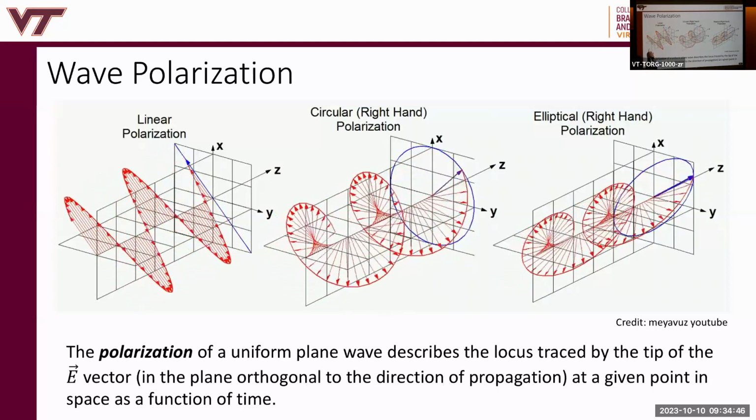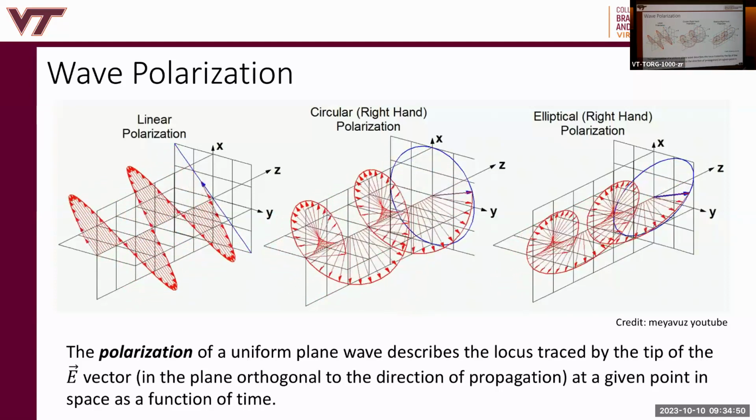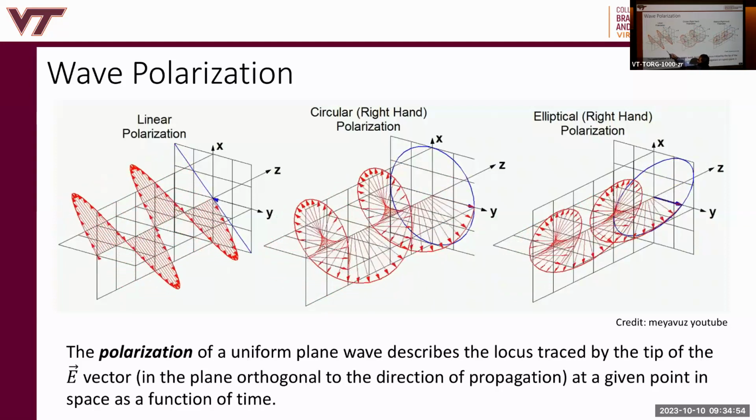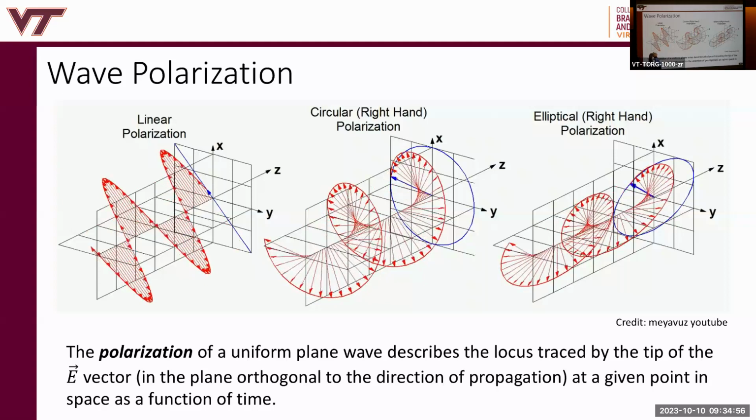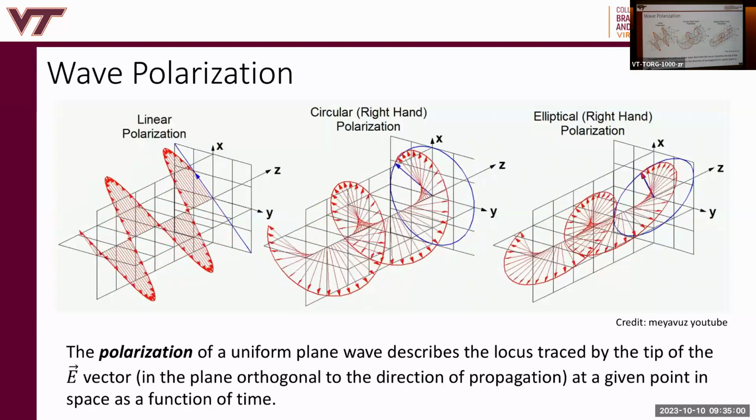So in this case, there are three cases of polarization that we're going to study in this course. The first is linear polarization. We saw this last lecture, where the electric field is oscillating. Okay, so let's read the definition so we can understand these pictures.